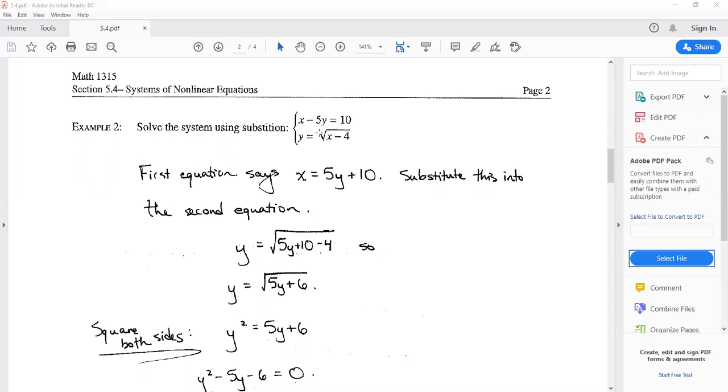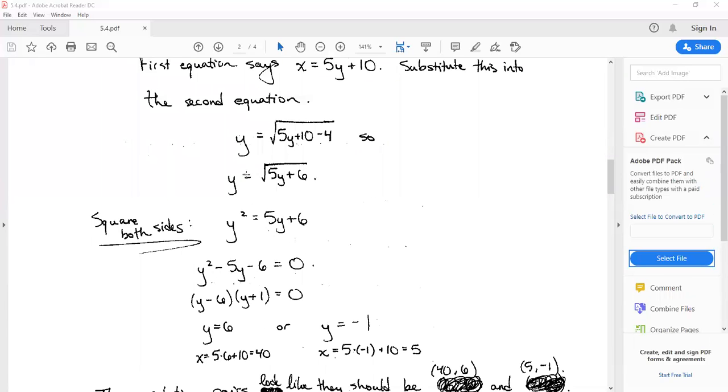I think you can use substitution in either way. I believe you could substitute y equals the square root of x minus 4 into the first equation and solve that way. But I'm going to do the other way. I'm going to first solve the first equation for x. So we get x equals 5y plus 10. And I'm going to substitute that into the second equation. Then the second equation becomes y equals the square root of 5y plus 10 minus 4, which is the square root of 5y plus 6.